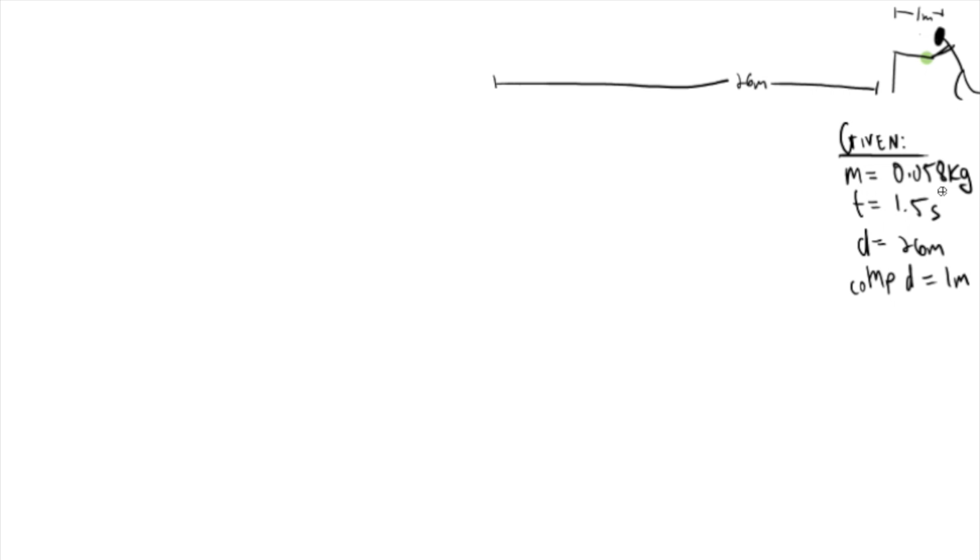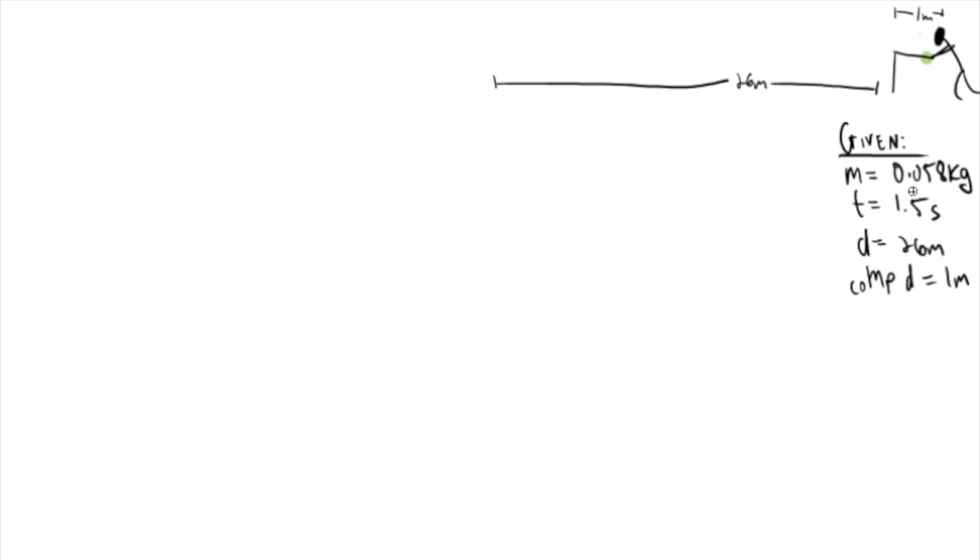Such as we know that the mass of the tennis ball is 0.058 kilograms, and we know that the time it takes for it to shoot over that distance is 1.5 seconds, or the distance it travels is 26 meters, and we know that when we pull back that slingshot, the compression distance is 1 meter.